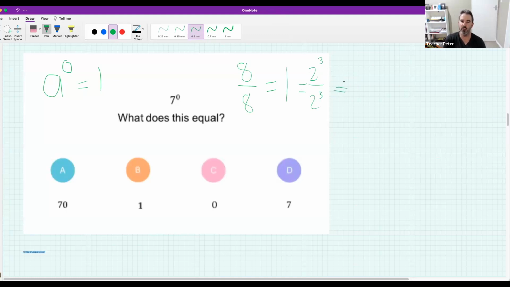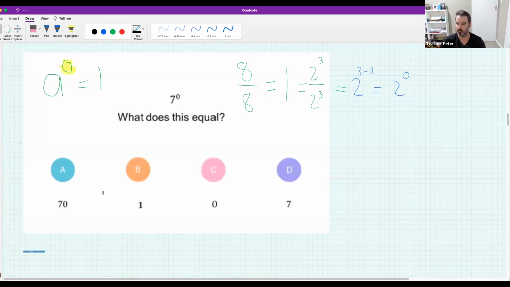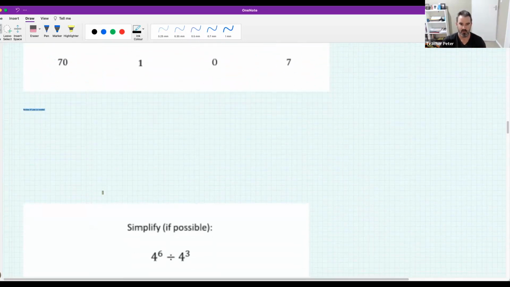Now, law 2 says that if the bases are the same, you subtract the powers. So the base is 2, and what do I get if I subtract the powers? I just get 0. So you can see that we can say 2 to the power of 0 is 1, and we use this argument for all exponents. So whenever you see something to the power of 0, I want you to know it's 1. Cool. Okay.